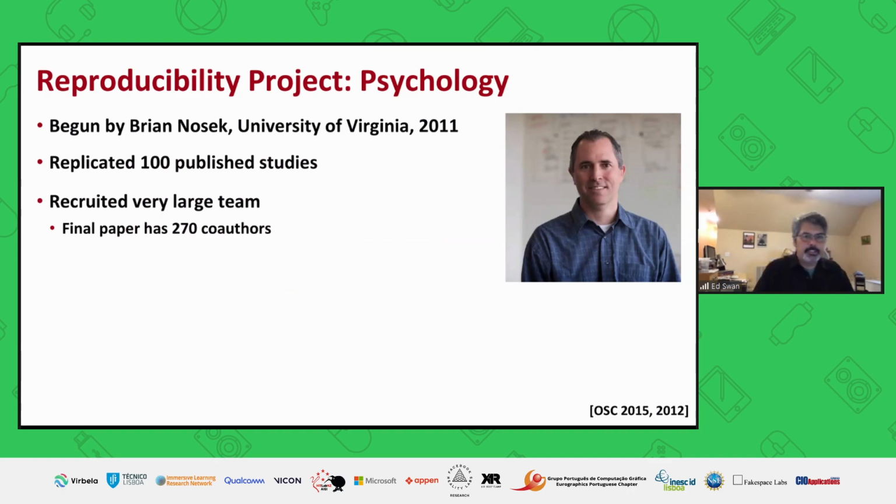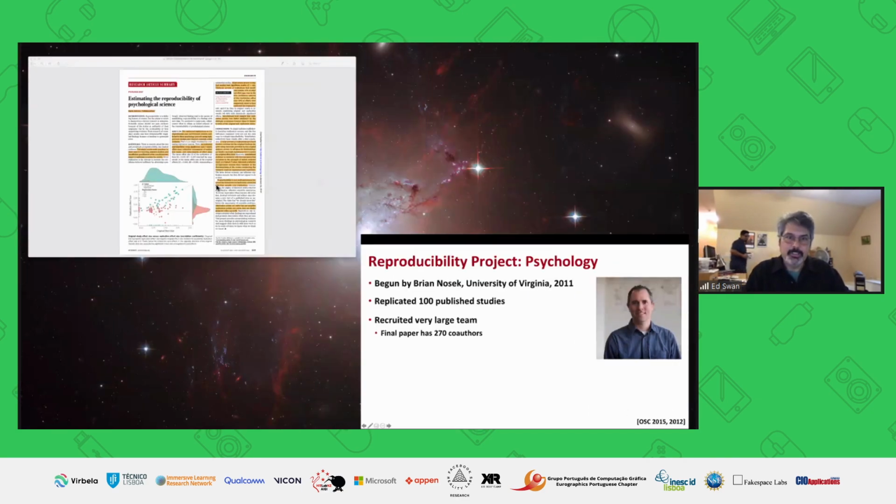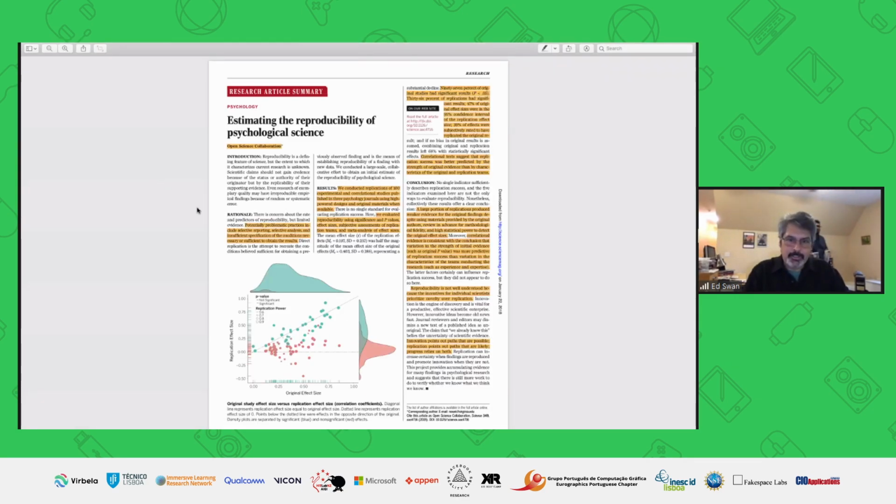In this project, exactly 100 published studies were replicated. A very large team was recruited. So the final project has 270 co-authors. So I think you can still see my screen when I show this. Okay, good.